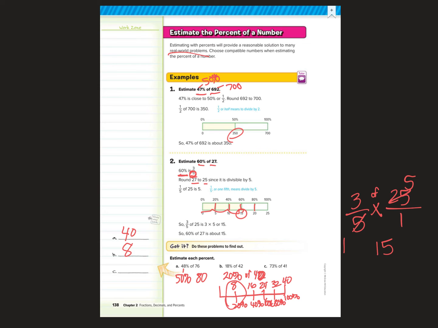And then lastly, we want 75% of 40. So if I draw my line again, 100% is 40. Half of that is 20. 75% would be here. What's halfway between 20 and 40 would be 30. So 30 would go there.